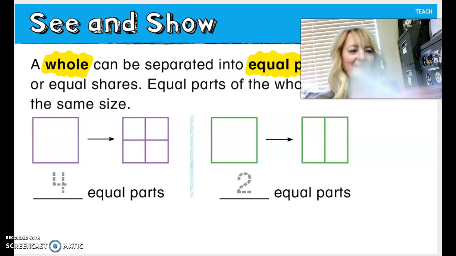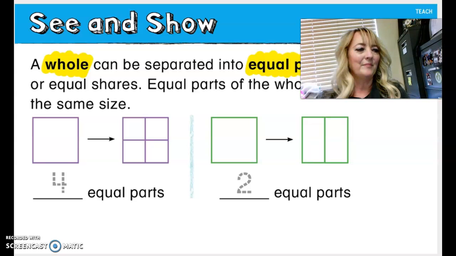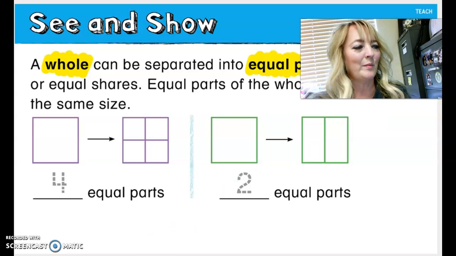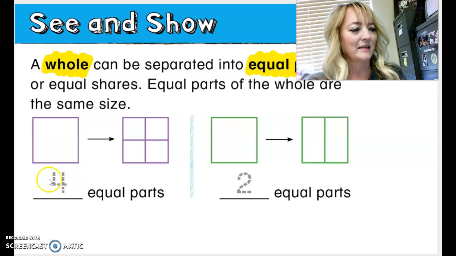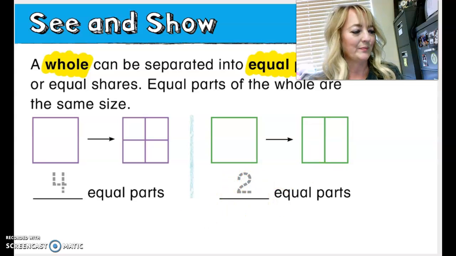Okay, let's go on the inside of your paper now to the see and show. A whole can be separated into equal parts or equal shares. Equal parts of the whole are the same size. So 4 equal parts, go ahead and trace out that 4. 2 equal parts or halves is the 2.